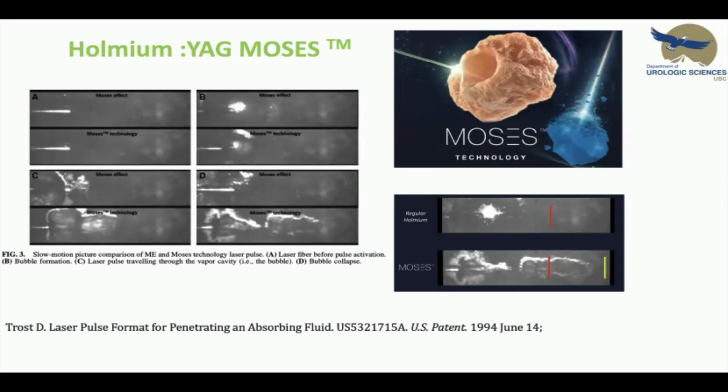Holmium YAG Moses, actually, the idea was born in 1994 to allow a higher percentage of laser pulse to reach the target. The idea was to modulate one pulse to have 2 sub-pulses, each with different peak power. A short, low-energy initiation pulse would generate the vapor bubble, followed by a longer, more energetic and full-strength pulse after the full expansion of the vapor bubble. It wasn't available commercially until 2017. We can see here the difference between the regular holmium pulse and the Moses pulse, which has the first pulse and the second pulse.